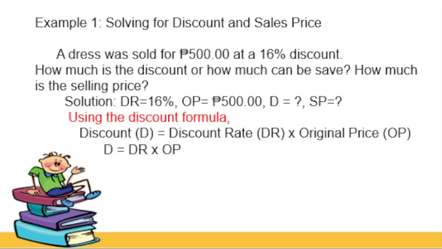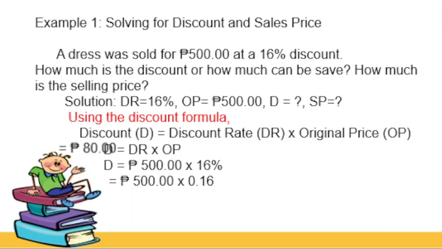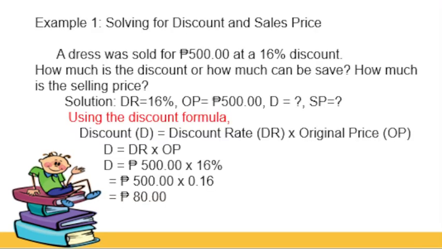Substitute the value of DR, which is 16%, and the original price is 500, so we have to multiply. So 500 times 16%. Let's change 16% into decimal. So that will become 0.16, and then multiply 0.16 by 500. So the result is equals to 80. So therefore 80 is our discount.